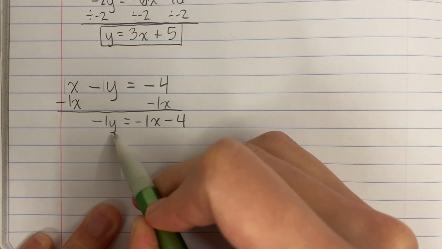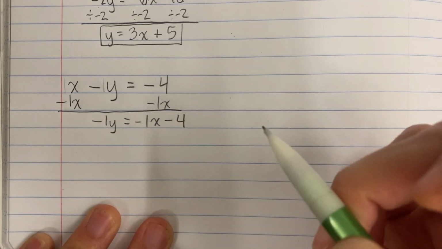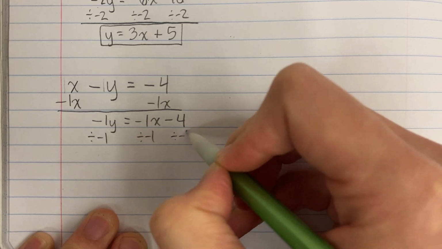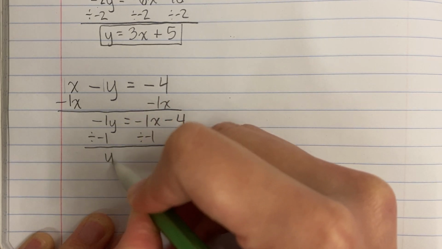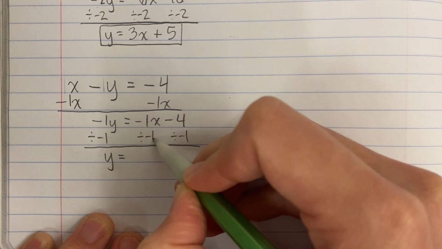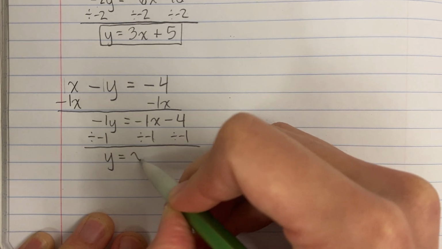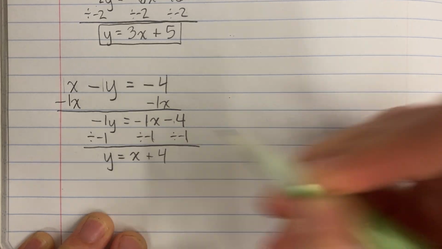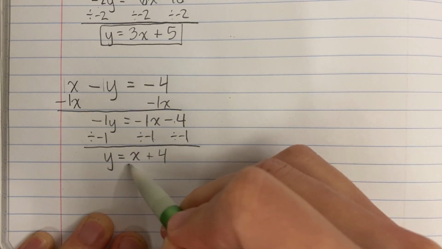So here, I have y is almost by itself, but it's being multiplied by negative 1. So I'm going to divide by negative 1. And I get y equals, negative divided by negative is positive. 1 divided by 1 is 1. So this is just x. Negative divided by negative is positive, and 4 divided by 1 is 4. And I'm done. My line is y equals 1x plus 4.